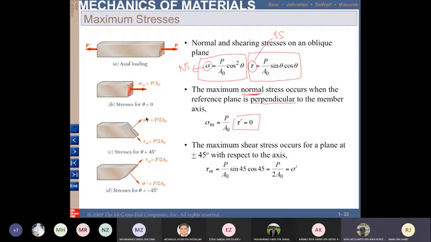I think sine 45 times cos 45 is the same. That's supposed to be right. Sine 45 times cos 45, the same, right?